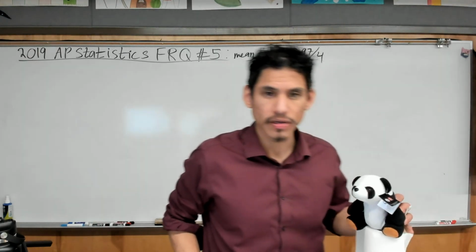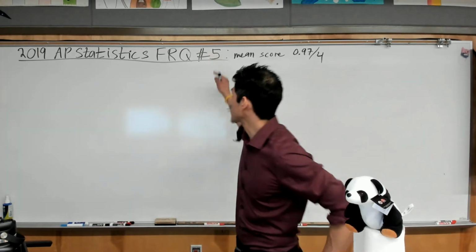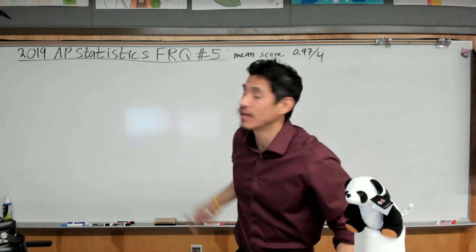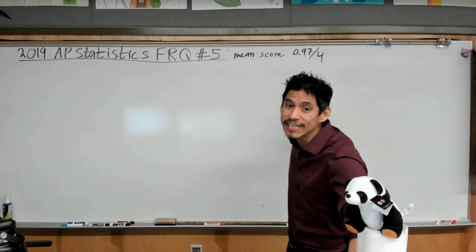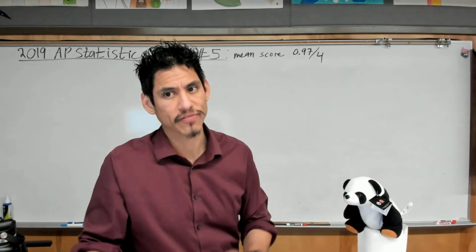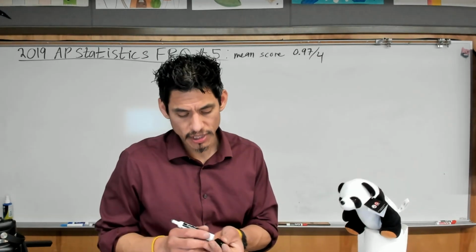Hey guys. So I'm going to be going over one of the lowest scoring free response questions ever on the AP Stats exam. This question actually had a mean score of 0.97 out of 4. So I'm going to show you how to get that 4 or essentially get that 5 on the exam. So let's get through it.